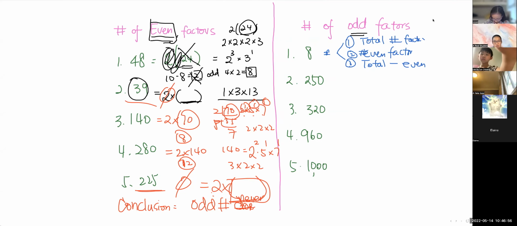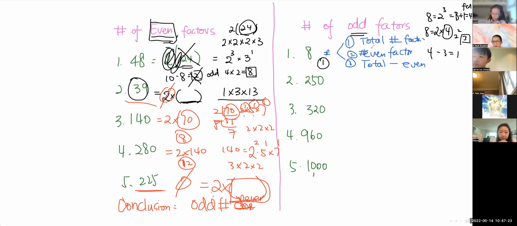Okay, so let's take a look at this one. How many total factors does 8 have? Because 8 equals 2 to the power 3, that's 3 plus 1 equals 4 factors. So how many even factors does 8 have? 2 times 4, so we need the factors of 4. 4 is 2 squared, so it has 3 factors. So how many odd factors? 4 minus 3 equals 1.